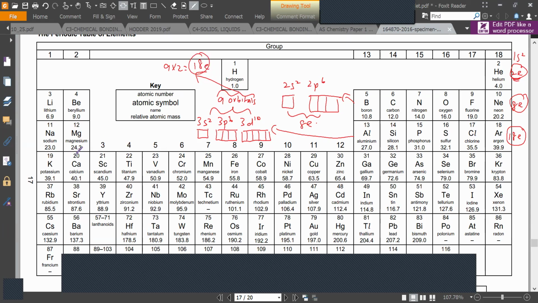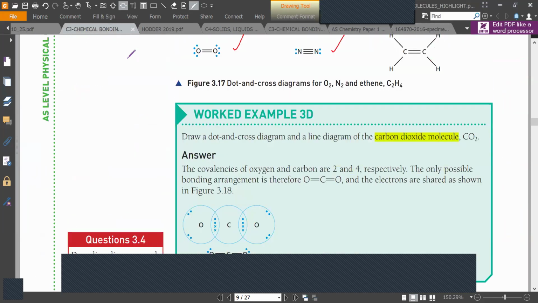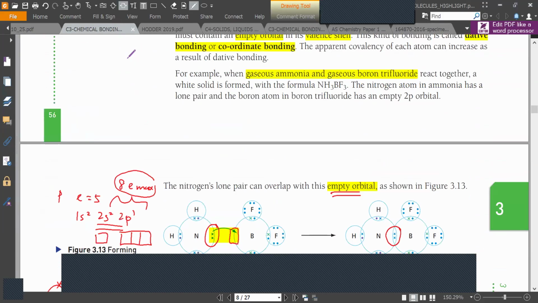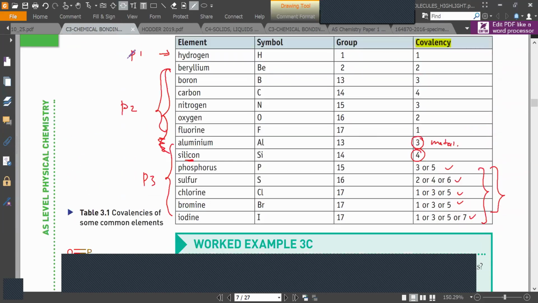So period 3 and above can have an expanded octet. After that it gets more complicated, so we don't really need to know that for now. We just need to know roughly until here. So the max is 18 electrons.